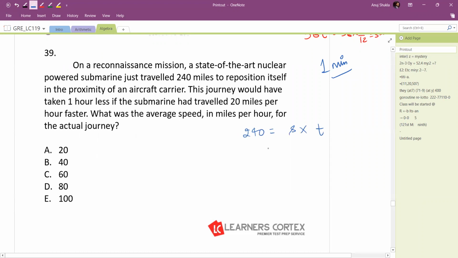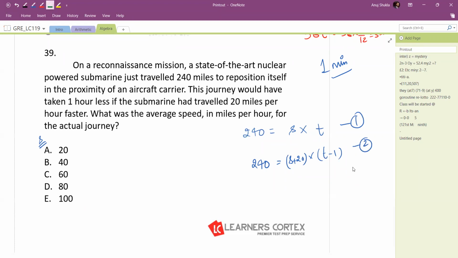Proximity of aircraft carrier. This journey would have taken 1 hour less, means t will be t minus 1 if speed is 20 miles per hour extra. Distance is anyway same. What they are asking you to find is the speed. So this is the first equation and this is the second equation. You can solve it and get the answer. If you look carefully, it will make a quadratic equation in s. You will get 2 values of s, then one value you choose and get the answer.